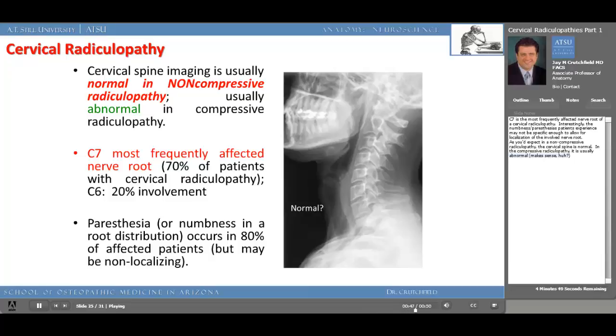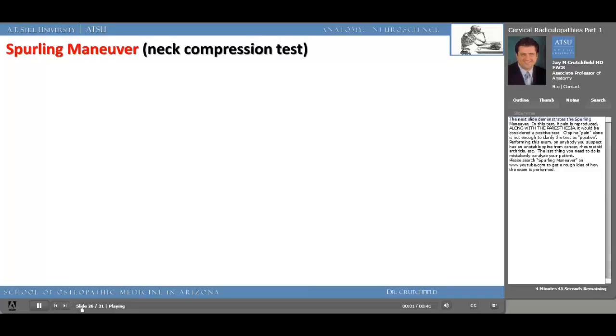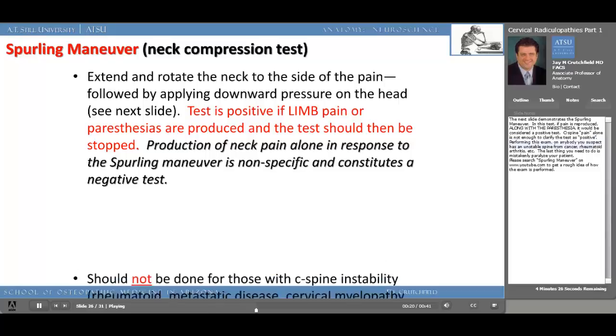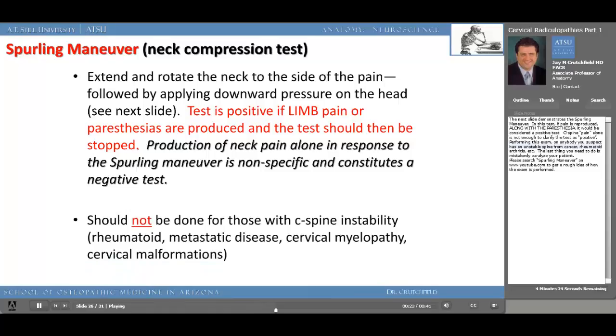The next slide that follows will demonstrate the Sperling maneuver. In this test, if pain is reproduced, along with the paresthesia, it would be considered a positive test. C-spine pain alone is not enough to classify the test as positive. Performing this exam on anybody you suspect has an unstable spine from, say, cancer or rheumatoid arthritis can be tricky. The last thing you need to do is to mistakenly paralyze your patient.